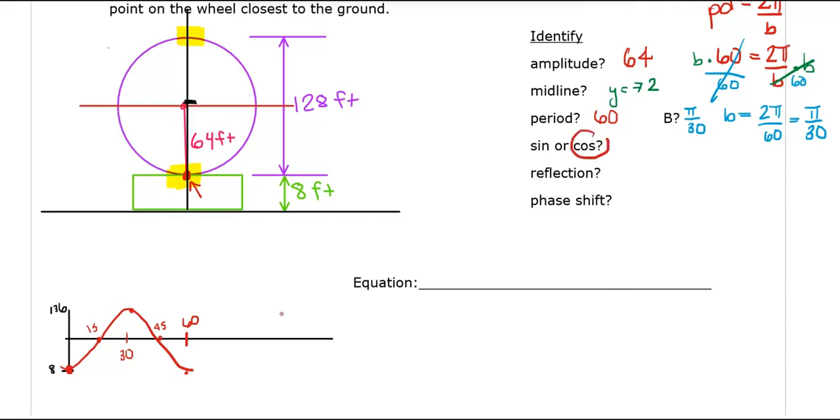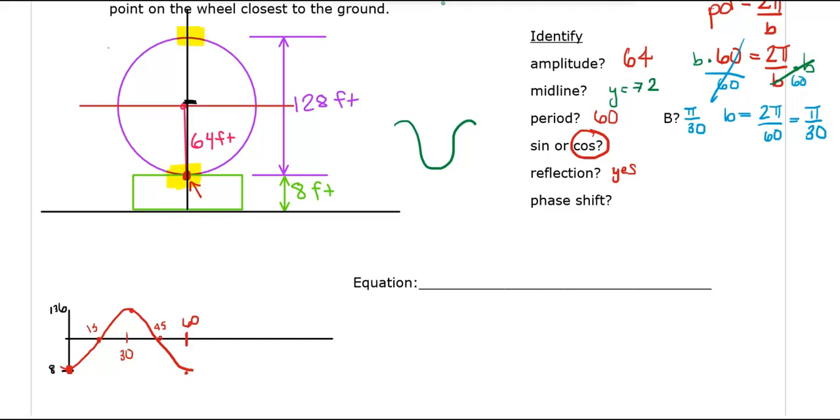So I've got cosine. Does it have a reflection? Yes. The reason I know it has a reflection is because cosine, the parent function, normally goes like this, but we've flipped it over the x-axis. We've reflected it across the x-axis, so we have a reflection. Does it have a phase shift? It does not, because this minimum, the very lowest point, is starting right here on the y-axis.